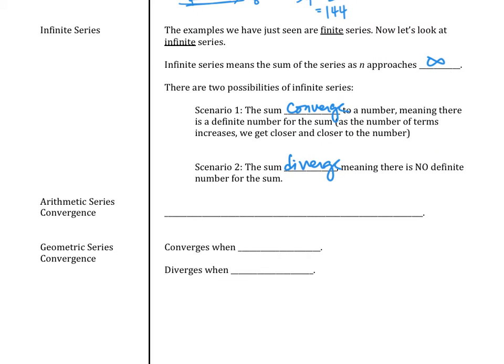So arithmetic series convergence, as we have said before, it always diverges. So no sum. In the geometric series, we said that it will converge when the absolute value of r is less than 1. And so it diverges when the absolute value of r is greater than or equal to 1. And let's go ahead and actually solve some.